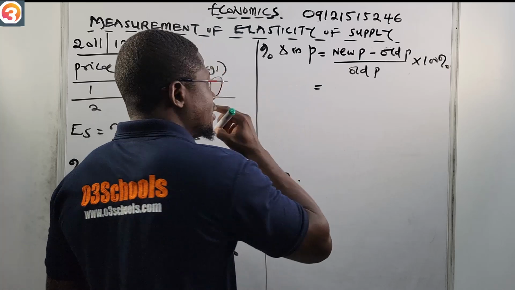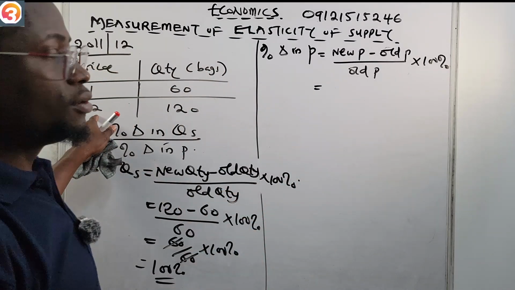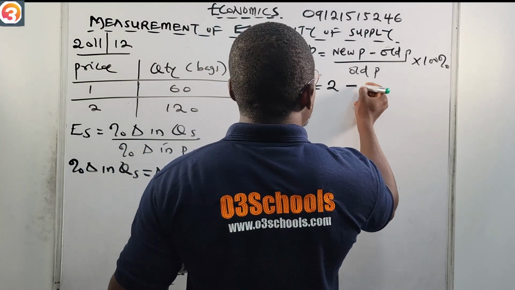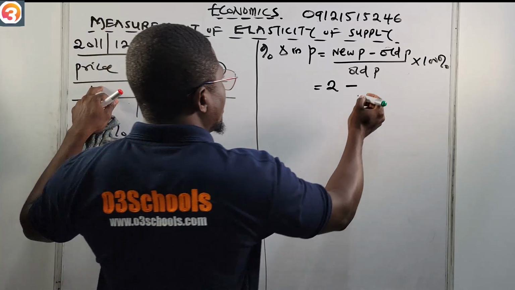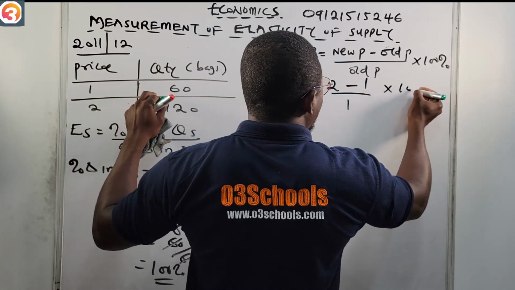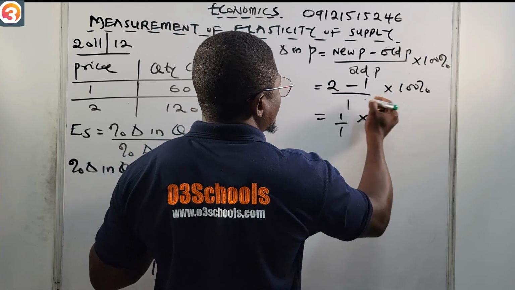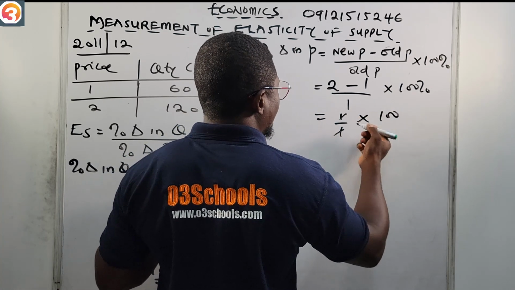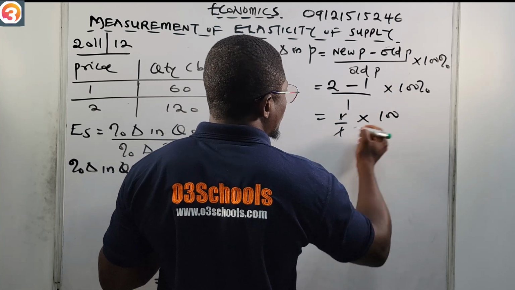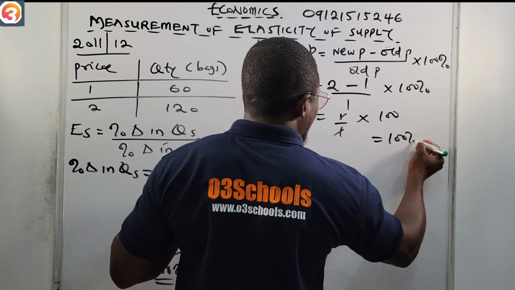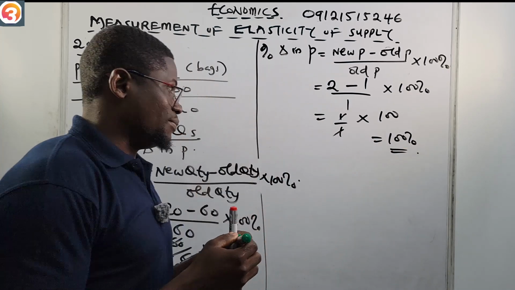So let us go. What is the new price? New price is 2 naira. Okay, that's 2 minus what? What is old price? 1 naira. All over 1 naira, then times 100%. Okay, 2 minus 1 is 1 over 1, then times 100. 1 will cancel 1, to still give you 1. So 1 times 100 is 100%. Okay, so as simple as ABC.